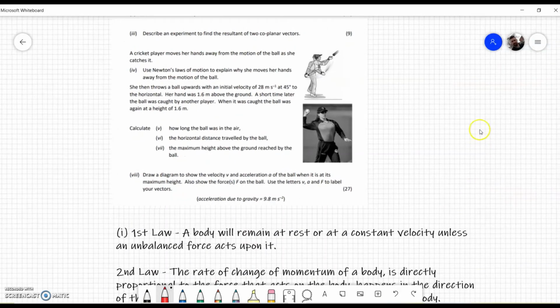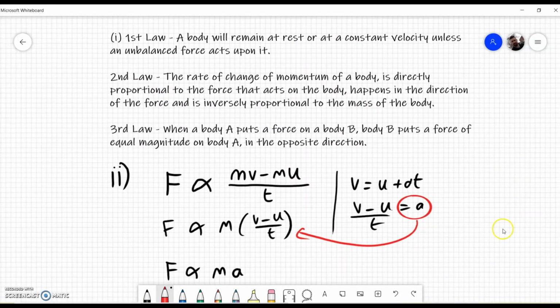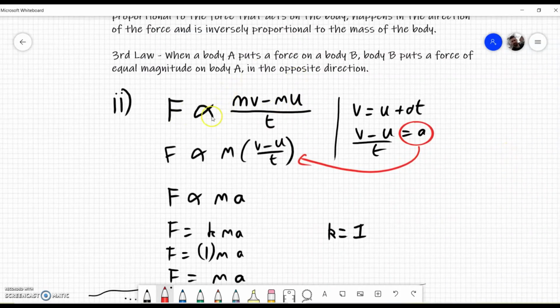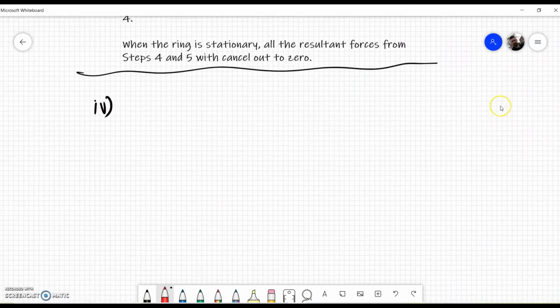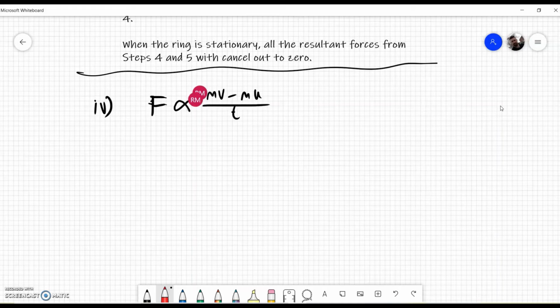So if we just go down and have a look at our little space, I'm going to look specifically at this part of the formula here. So we know that from Newton's second law that the force applied is directly proportional to the rate of change of momentum. And if I want to look at the relationship between F and t, that tells me that the force applied is inversely proportional to the time that the force is acting.